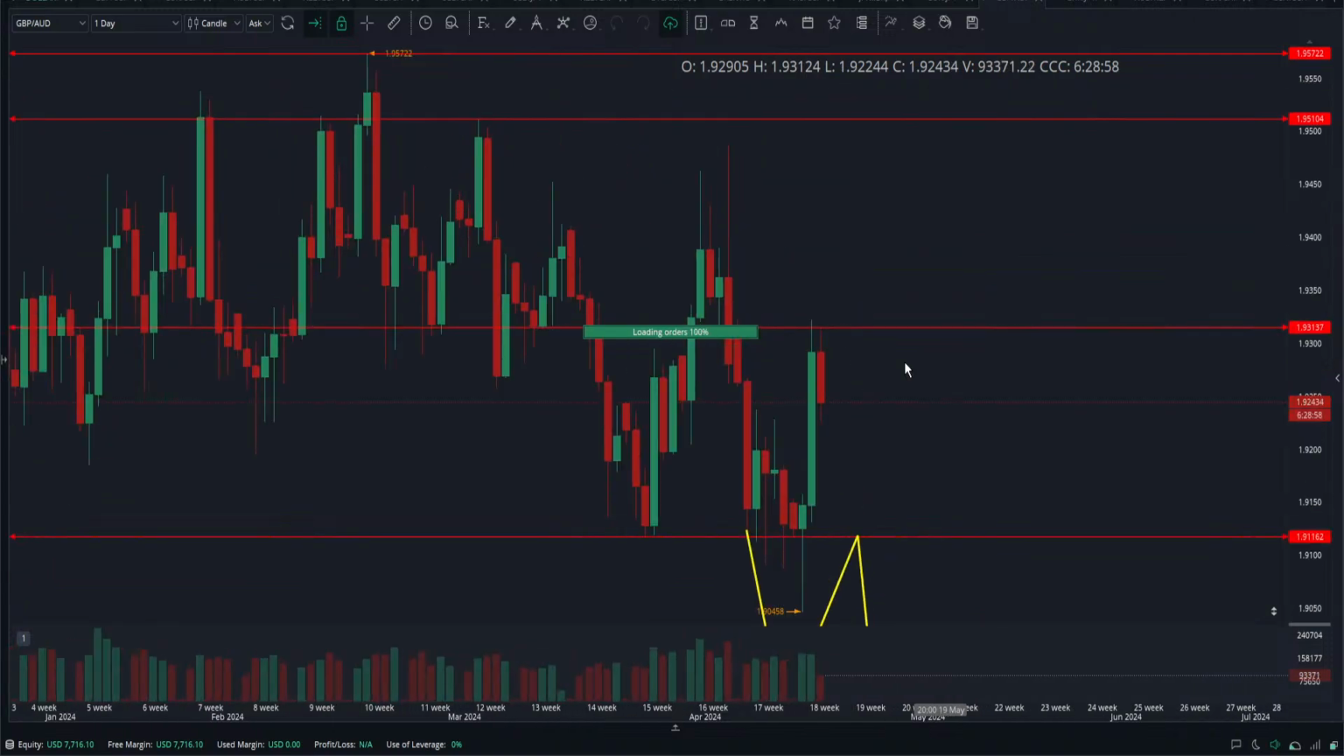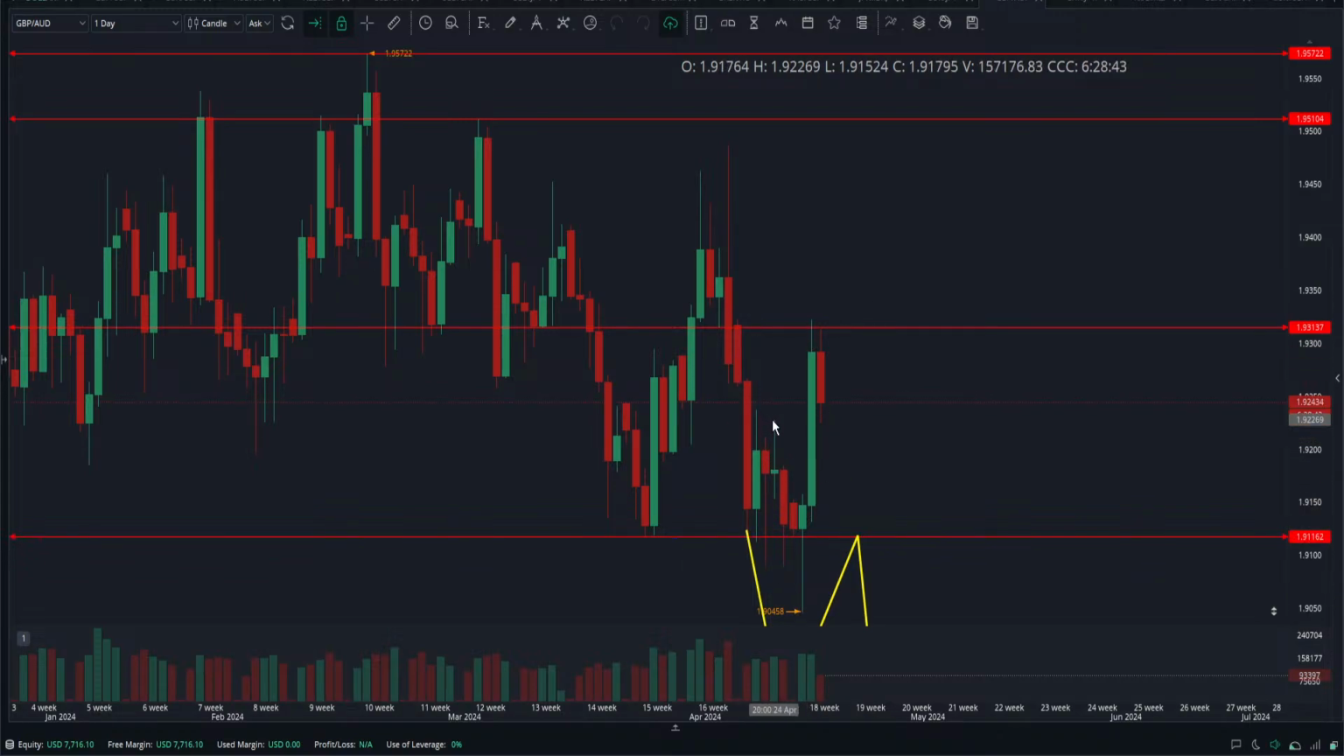GBP/AUD, yesterday we discussed that the price has started going up. 1.9313 was the resistance, and the price may stay in this range for a few days before it goes up again. You see, the price has broken the market structure here.